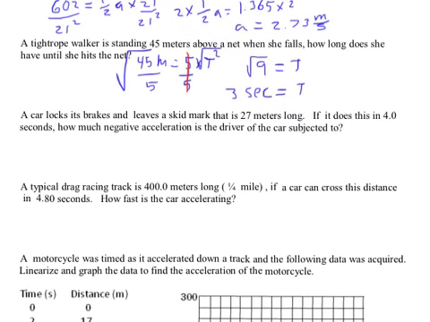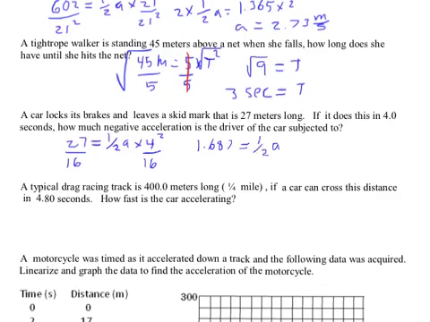Okay, a car locks its brakes. The skid mark is 27 meters. Meters is distance. So I'm going to say 27 meters equals, and the question is, how much negative acceleration is the driver subjected to? So I'm going to be solving for 1/2 a, and the time was 4 seconds. Don't forget, it's not 4, it's 4 squared. Well, 4 squared is 16. So I have 27 divided by 16. Well, let's go ahead and divide this by 16 also. So that gives me 27 divided by 16 is 1.6875 or something like that. That equals, don't forget, 1/2 of a.